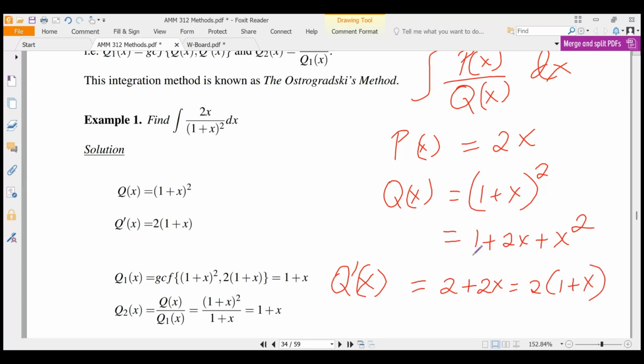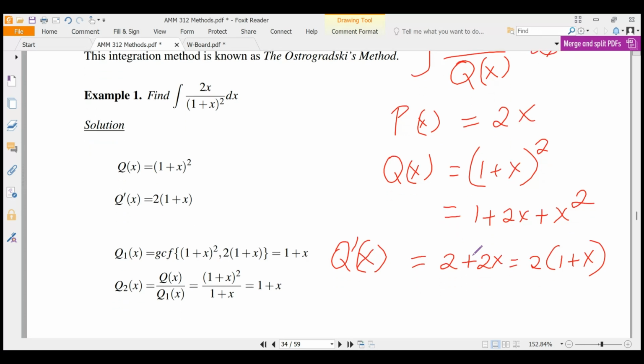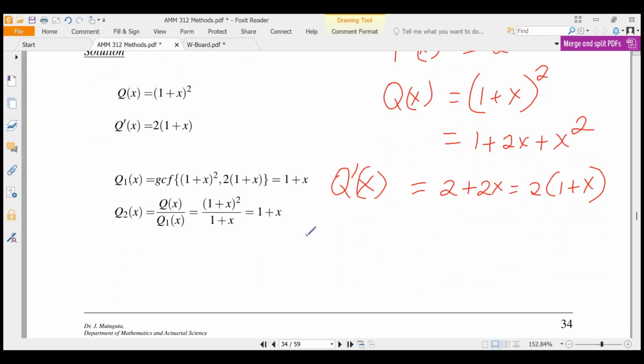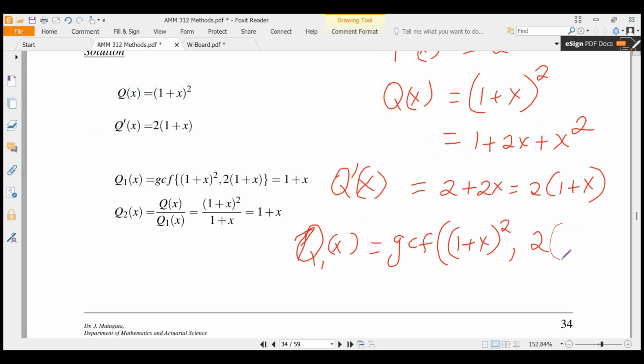So now, when finding q1 of x, we need the greatest common factor between q of x, which is 1 plus x squared, and its derivative, which is 2 into 1 plus x. If you look at this, the common factor is 1 plus x. This one is different from 1, so we can apply the method.